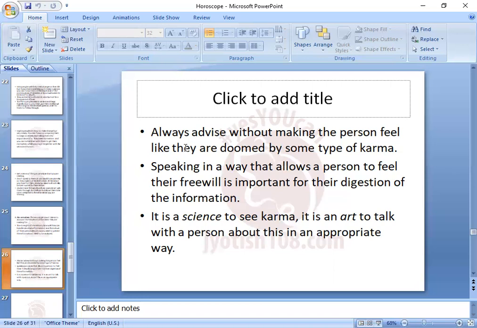So as an astrologer, you may be very good at seeing the karmic knots of a person. But to talk to them in a manner that is very acceptable to them, very friendly to them, very sensitive to them, requires a very appropriate way. That is the reason I said consultations are not for everyone. If you are into consultations, you have to keep these factors in mind always.